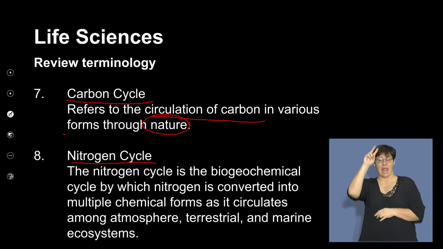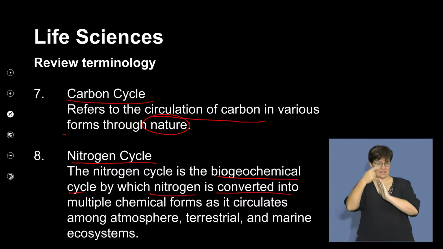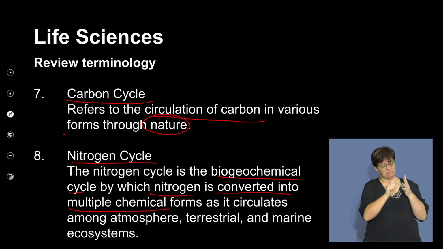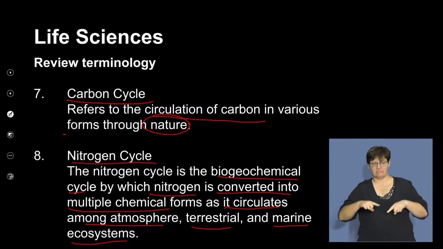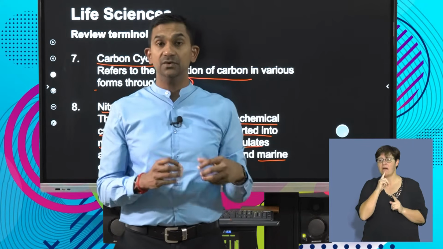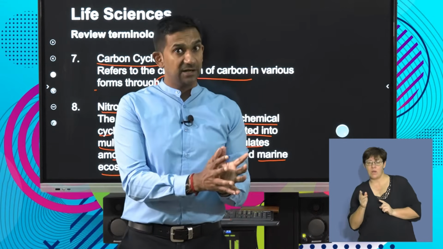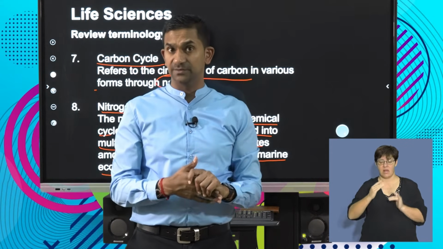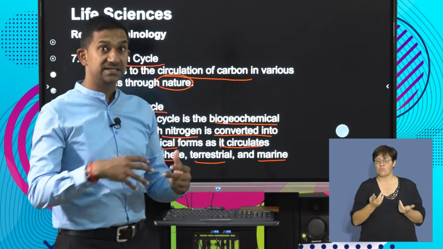The nitrogen cycle, again, is the biochemical cycle by which nitrogen is converted into multiple chemical forms as it circulates among the atmosphere, terrestrial, and marine ecosystems. So that's going to be the focus of our lesson, looking at the nitrogen cycle and how nitrogen as an element moves through both aquatic life forms as well as terrestrial life forms, as well as those organisms in the atmosphere in terms of the gases and other organisms.